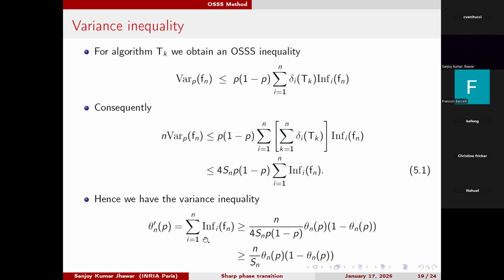Okay, but if we go back to the Margulis-Russo formula, the left-hand side, that is the sum of the influences, is nothing but the differentiation of the probability of having a path from origin to the boundary of Lambda n. So the derivative, you can have a differential inequality now. And later we can use some result from analysis to show the sharp phase transition.